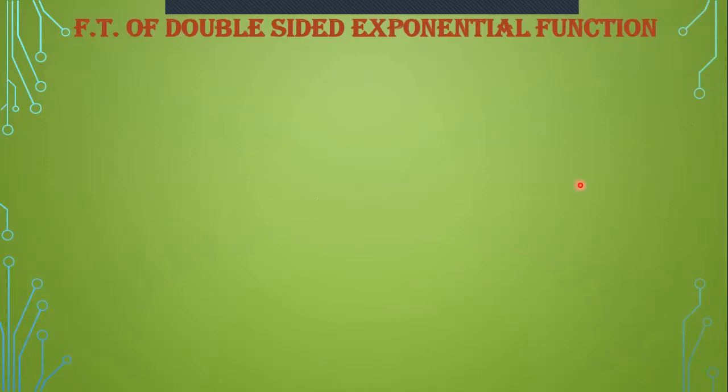So what is a single-sided exponential signal? e power minus at u of t is a right-sided single-sided exponential signal. And what is the left-sided single-sided exponential signal? e power at u of minus t is a left-sided single-sided exponential signal. Double-sided signal means both sides, left-sided signal and right-sided signal. That is the meaning of the double-sided or two-sided exponential signal.